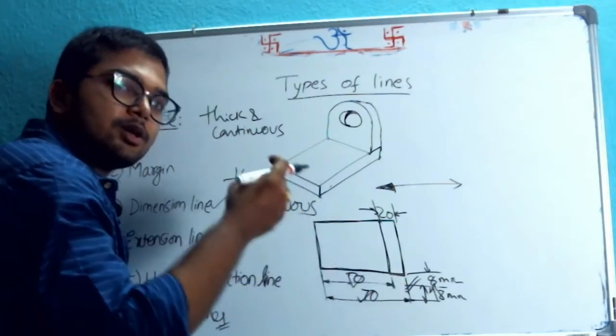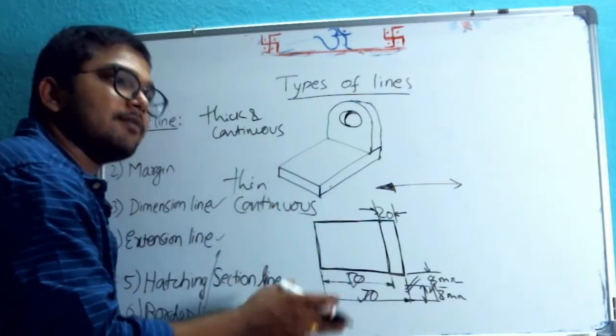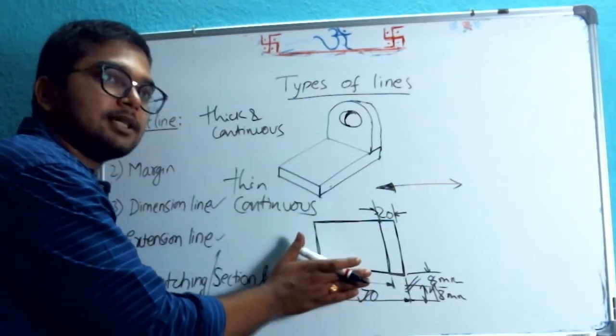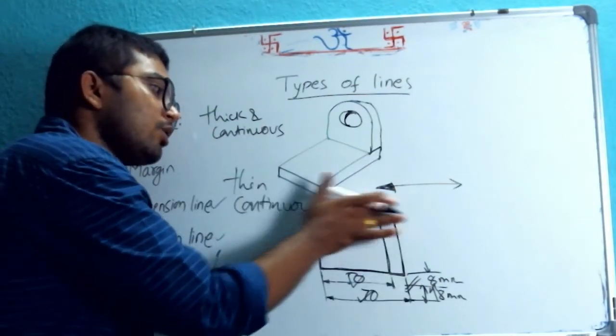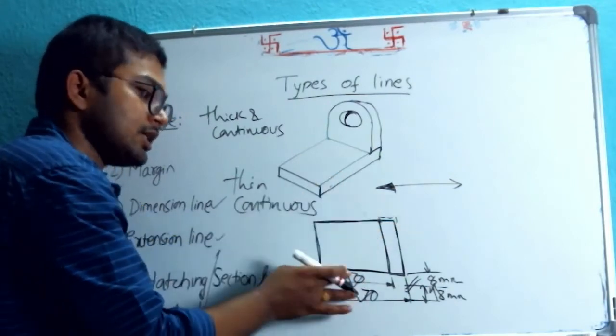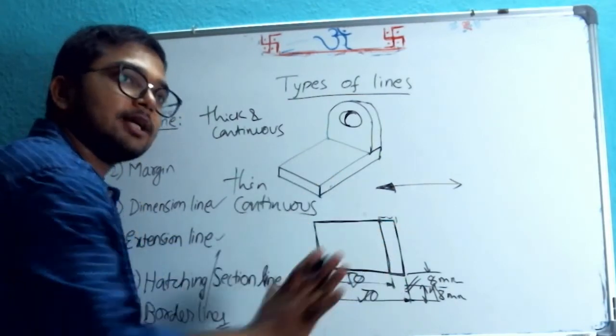So whether you are stating it directly or indirectly, once you have stated something or represented something in the drawing, don't represent the same thing again. So we need not represent 20 again. Just write 50 and 70. For this diagram, that is enough.